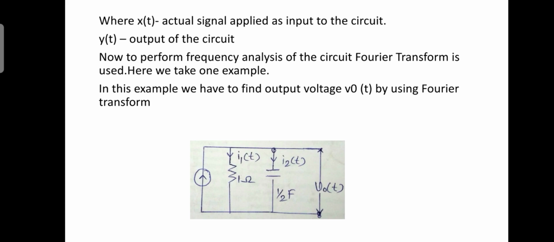Here we take one example. In this example we have to find the output voltage V0(t) by using the Fourier transform. You can see the diagram, where i(t) is the current source, i1(t) is the current flowing through the resistor, i2(t) is the current flowing through the capacitor, V0(t) is the output voltage, and i(t) = e^(-t) u(t). According to Kirchhoff's laws, i(t) = i1(t) + i2(t), V0(t) = i2(t), and e^(-t) u(t) = V0(t) + V0'(t).